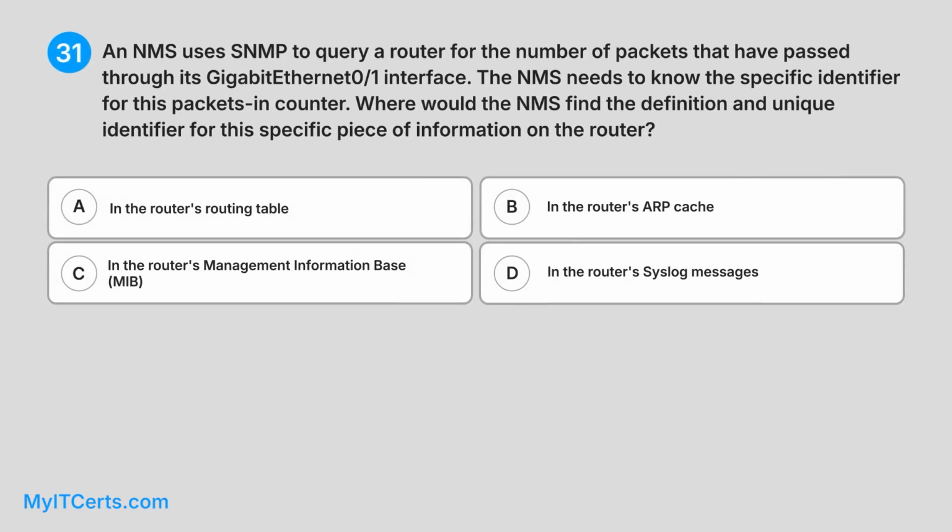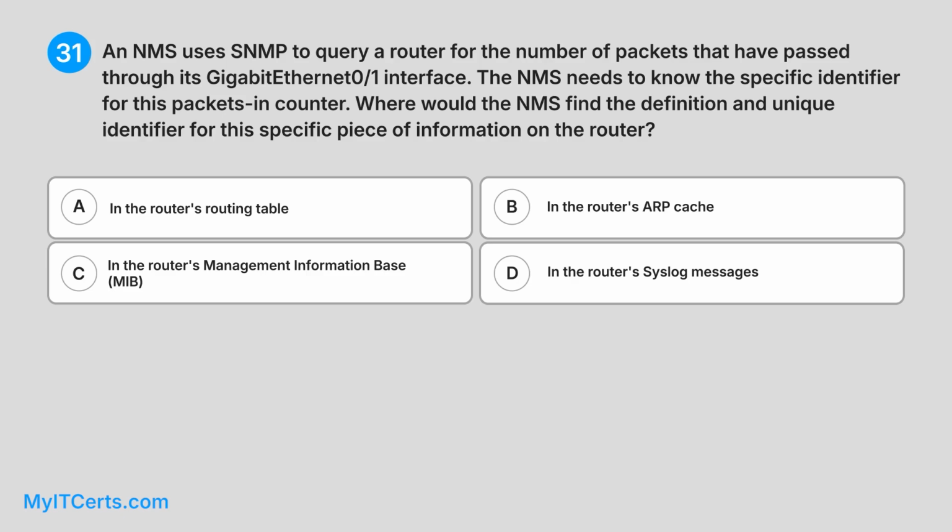31. An NMS uses SNMP to query a router for the number of packets that have passed through its Gigabit Ethernet 0/1 interface. The NMS needs to know the specific identifier for this packets in counter. Where would the NMS find the definition and unique identifier for this specific piece of information on the router?